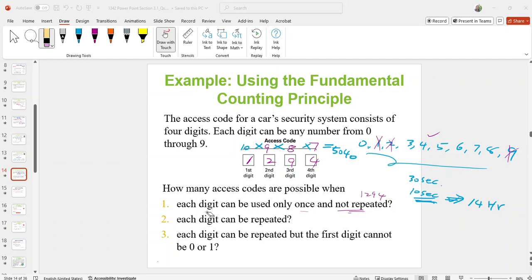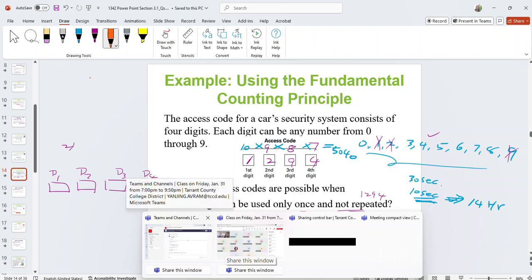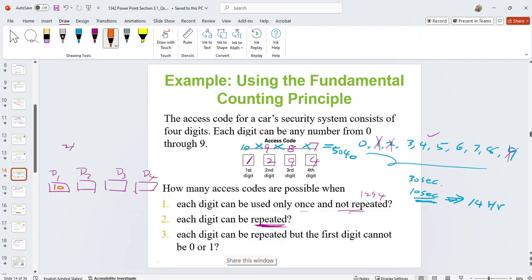Okay, let's look at the second one. Each digit can be repeated. All right, so now I am going to draw on the side here. We are going to have digit 1, digit 2, digit 3, and digit 4. If this can be repeated, let's see how many there are. I can have 10 choices for the first one, because I have from 0 all the way to 9, so that's 10 choices.